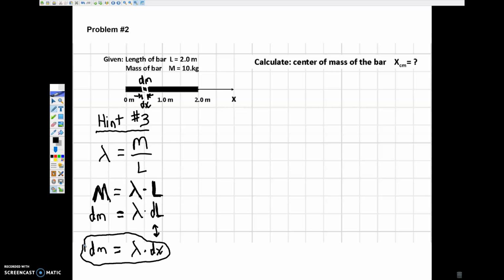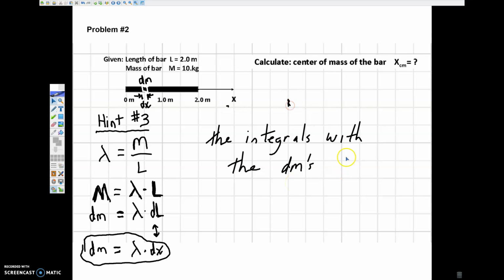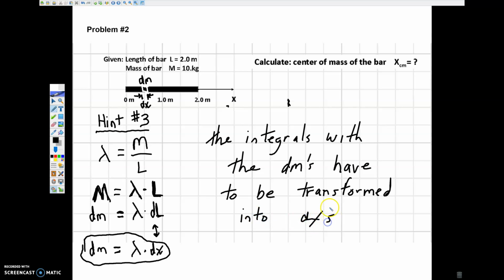So what you're going to have to do is the integrals with the dm's have to be transformed into integrals with dx's. Good luck.